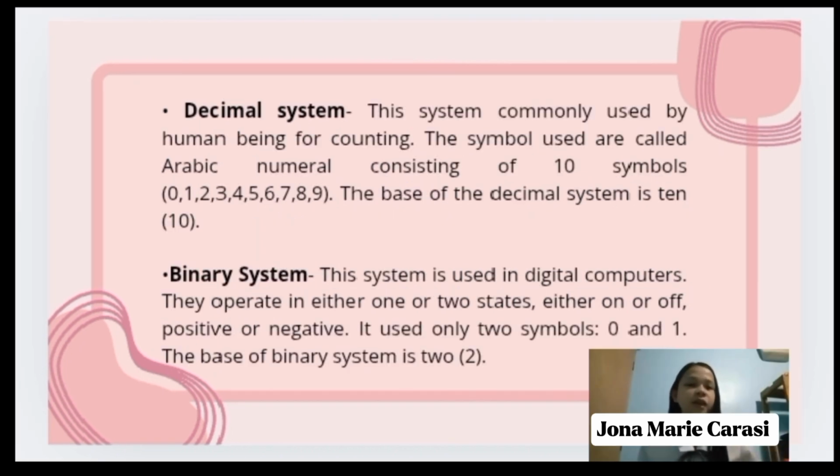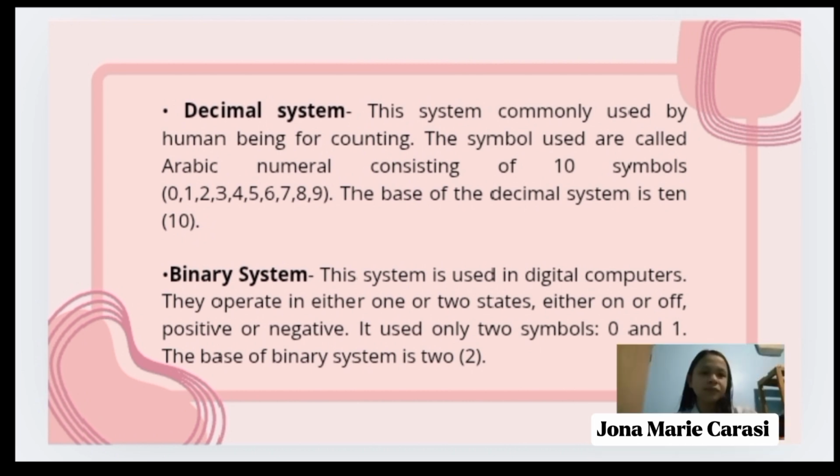These are the types of number system: decimal system, binary system, octal system, and the hexadecimal system. First is the decimal system. This system is commonly used by human beings for counting. The symbols used are called Arabic numerals, consisting of 10 symbols: 0, 1, 2, 3, 4, 5, 6, 7, 8, and 9. The base of the decimal system is 10.